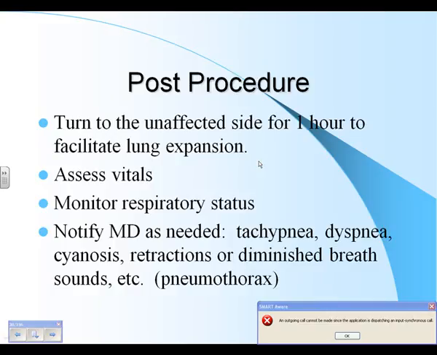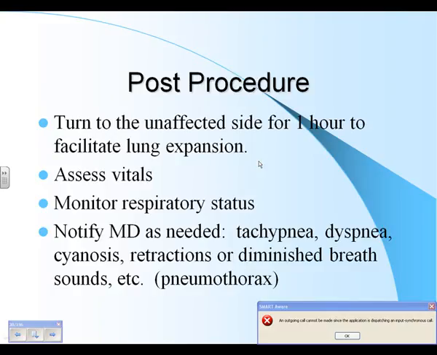Anyway, turn the patient to the unaffected side for an hour to help facilitate lung expansion. If you put that patient down on that affected side, then it's not going to be able to expand the lung. So you put them on their unaffected side with the lung that you just did thoracentesis on up. Okay?